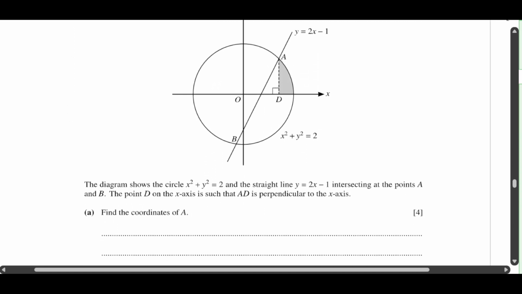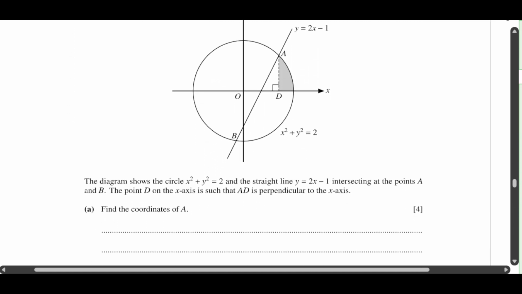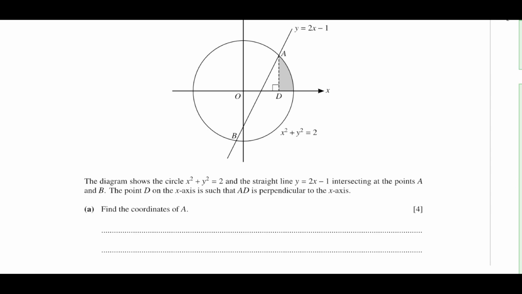Now 10th question. The diagram shows the circle x square plus y square is equals to 2 and the straight line y is equals to 2x minus 1 intersecting at the points A and B. So you can say it is intersecting at points A and B. The point D on the x-axis is such that AD is perpendicular to the x-axis. Find the coordinate of point A. We have to find coordinate of point A.